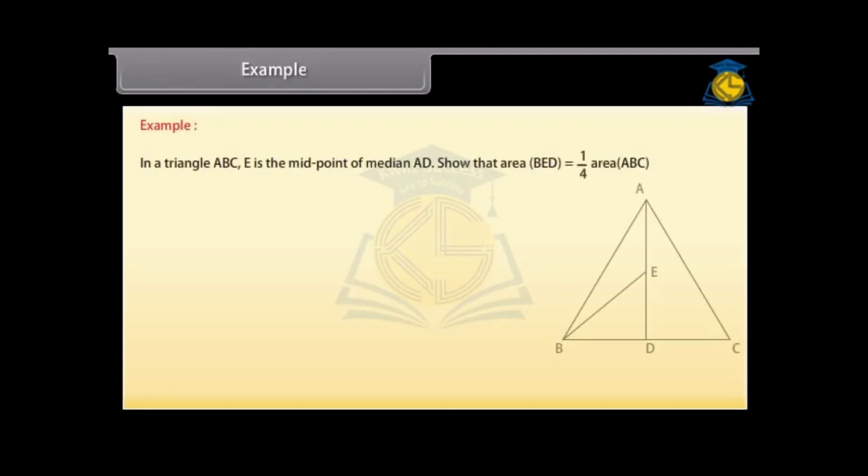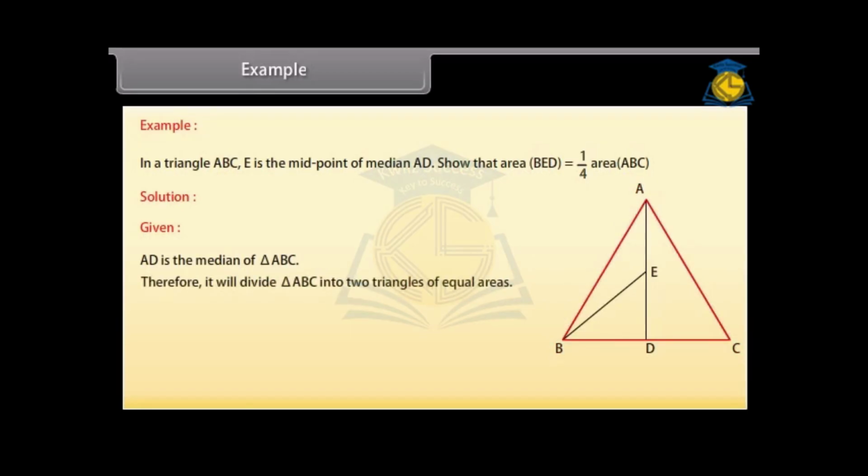Example. In a triangle ABC, E is the midpoint of median AD. Show that area of BED is equal to 1 upon 4 area of triangle ABC. Solution. Given that AD is the median of triangle ABC, therefore, it will divide triangle ABC into two triangles of equal areas. Therefore, area of triangle ABD is equal to area of triangle ACD, which implies that area of triangle ABD is equal to 1 upon 2 area of triangle ABC.